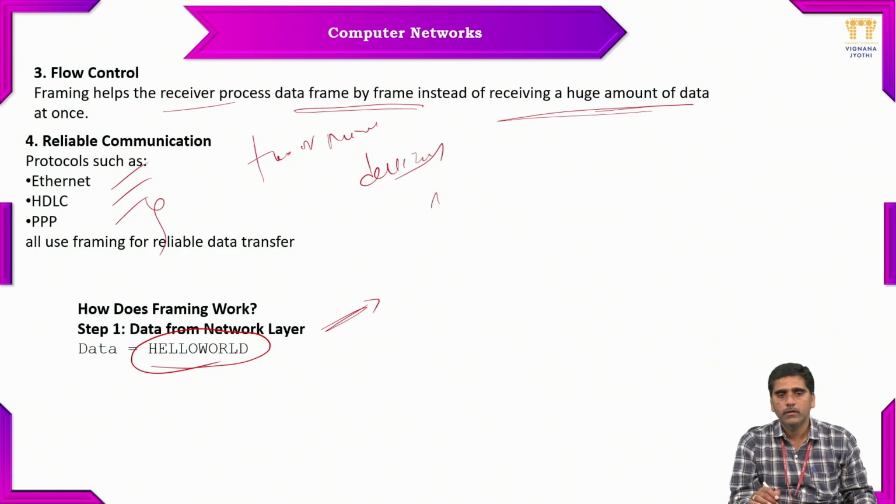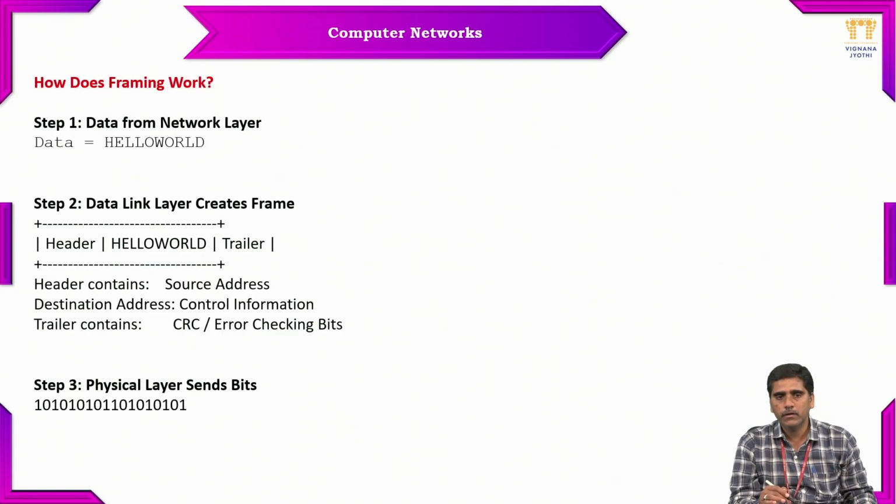So the data comes from the network layer, and next, how does the data link layer create a frame? Step 2: the data link layer receives this message from the network layer, and for this entire message it creates the frames. It has a format: a header, the "hello world" message as the data field, and a trailer.